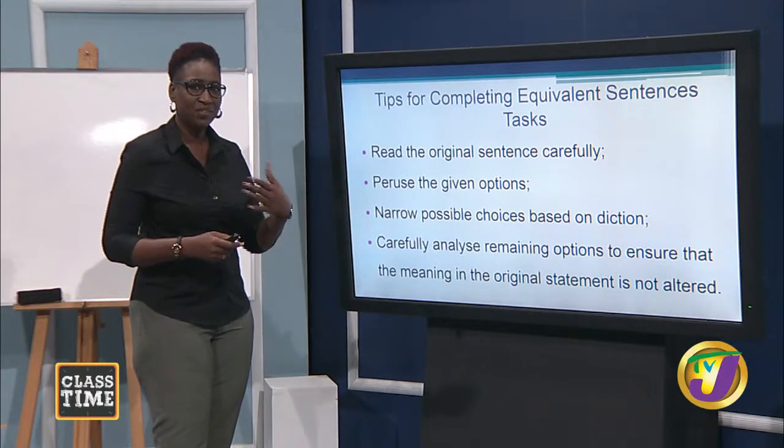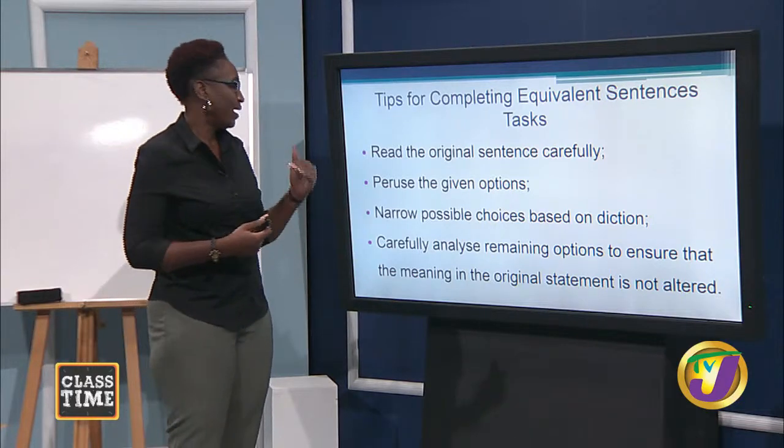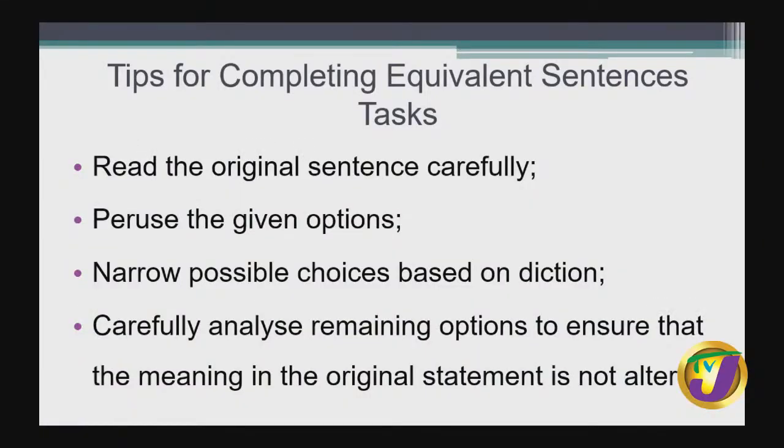And then, after you have narrowed it down to possibly two, hopefully not more than two, then you have to, of course, analyze these two carefully. So you want to ensure that whichever one you choose is conveying the same meaning. Remember, it will not look exactly the same as the original. However, the meaning it conveys should be as close to the original as is possible. So keep those tips in mind, and now let us start.